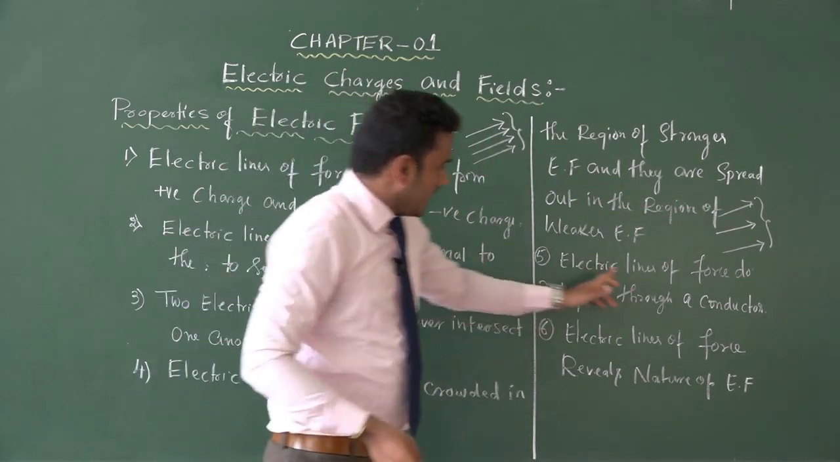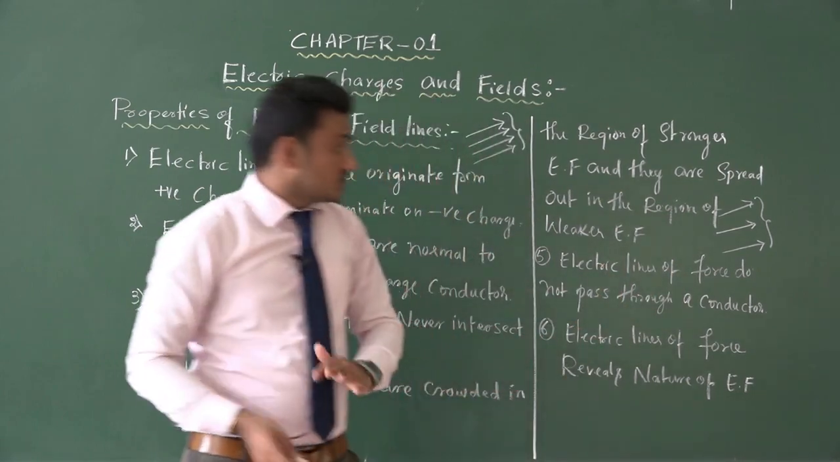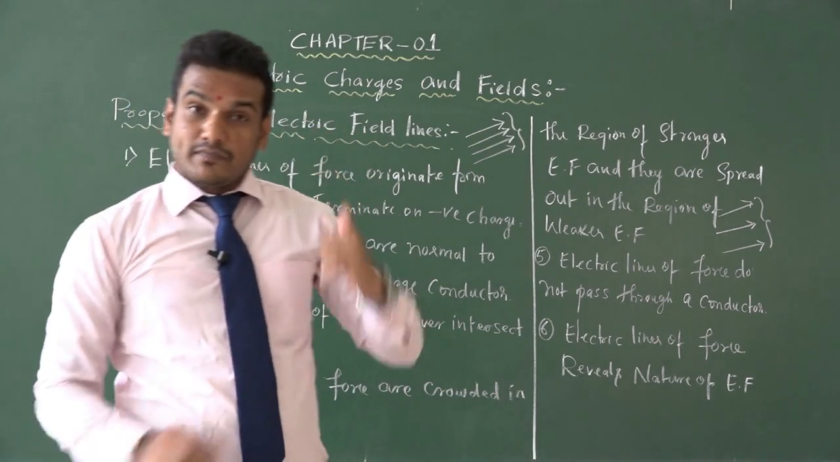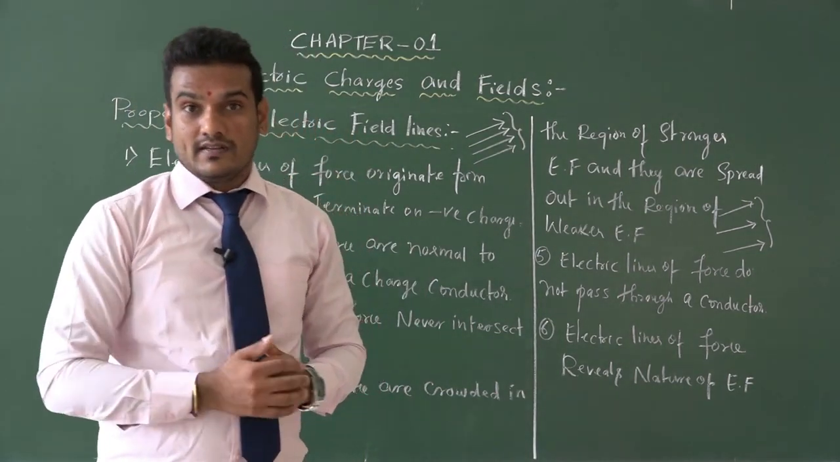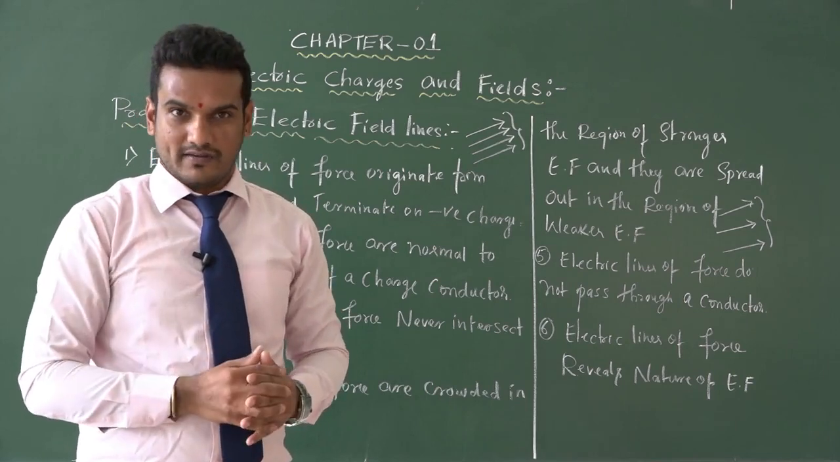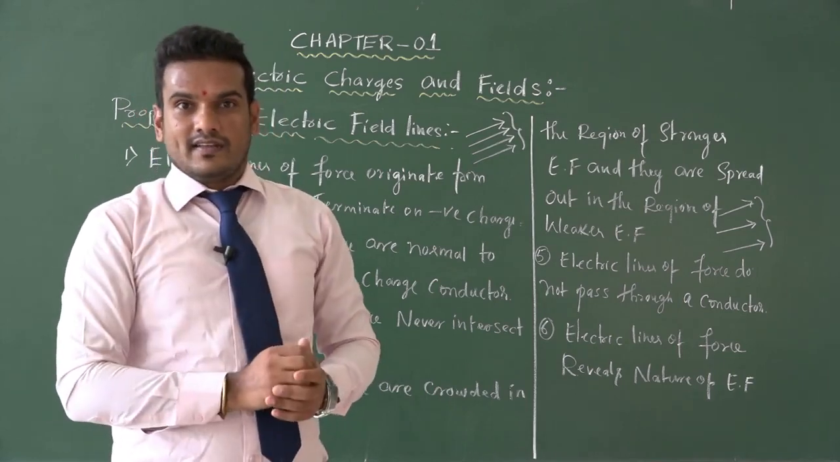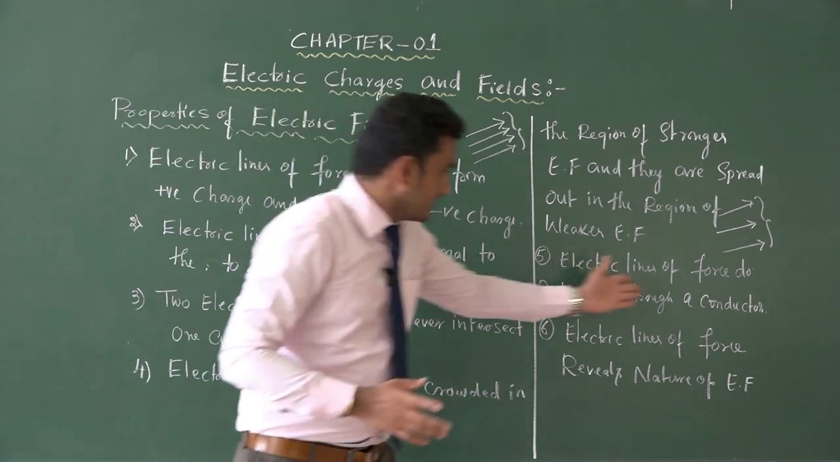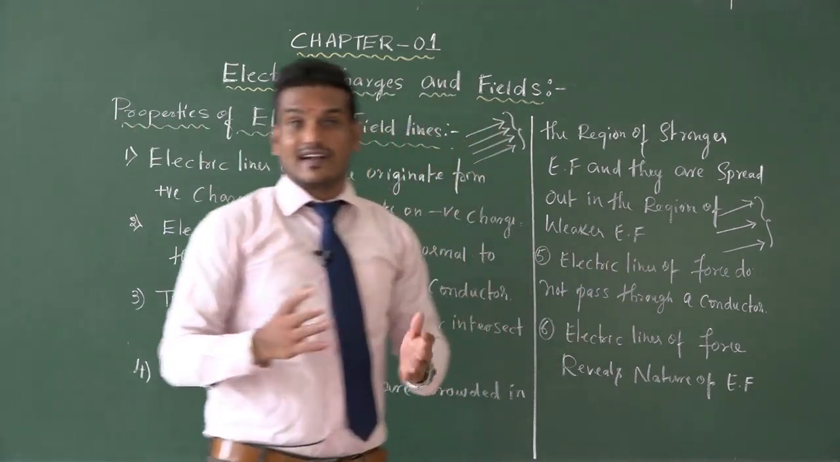And fifth one, electric lines of force do not pass through a conductor. Why? Because in the basic properties of electric charges we learned, electric charges always reside on the outer surface of the conductor. So inside the conductor there are no electric charges. In the same way, electric lines of force do not pass through a conductor.